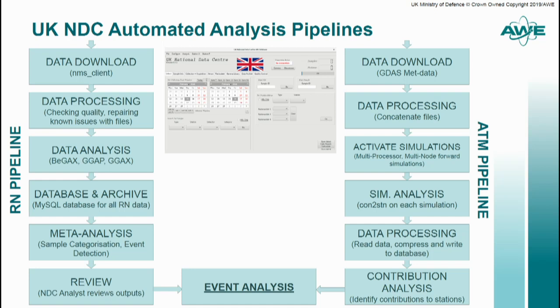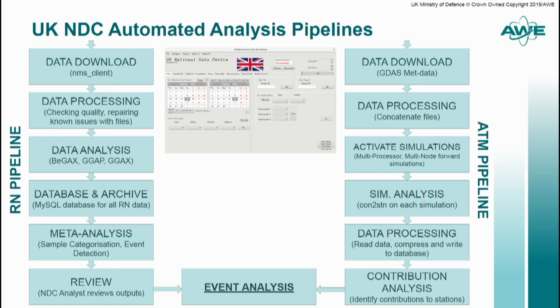So I'll quickly give you an overview of those. On the left-hand side, you can see our radionuclide pipeline. We're downloading the data using the NMS client and processing all of this, and we push each of those down a different analysis stream depending on the type of data. For example, for particulate analysis, we have the Canberra-developed universal software development kit, which allows us to use Genie, but entirely in Python code, so we can develop our own logic and algorithms entirely in Python and apply those automatically to the particulate data. This all gets archived and processed and put in one big database, and we can then apply our meta-analysis to those to search for events or categorize data as we see fit afterwards.